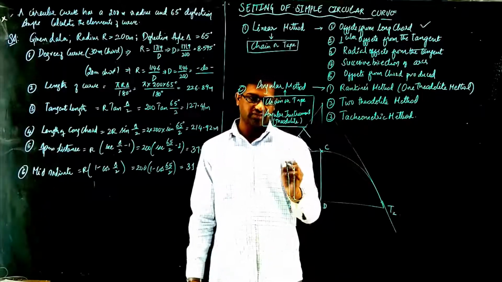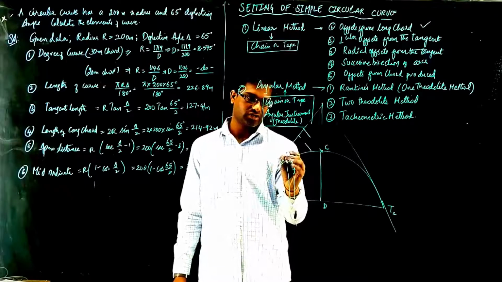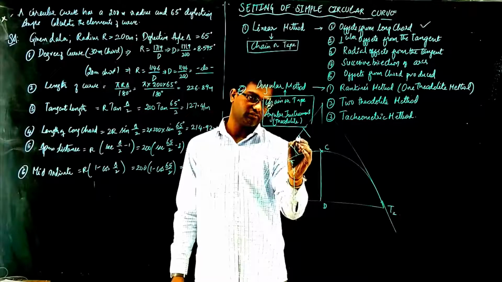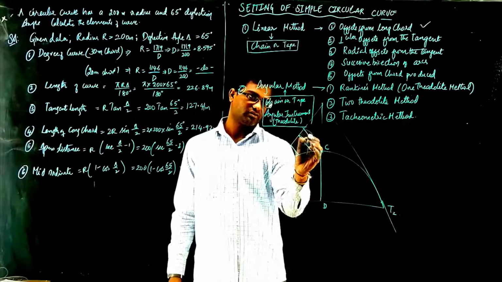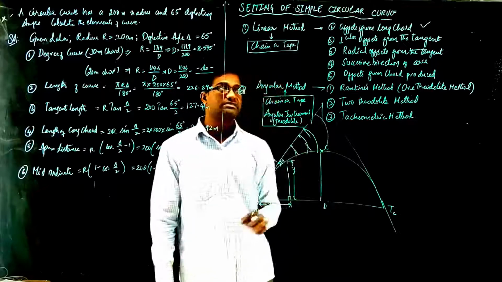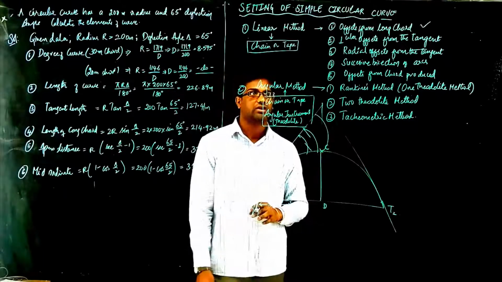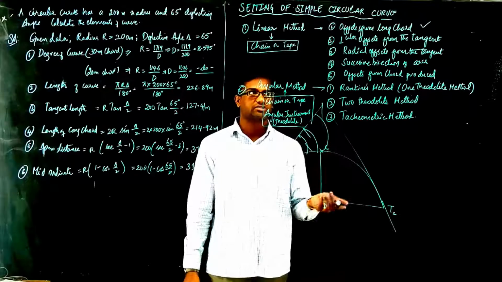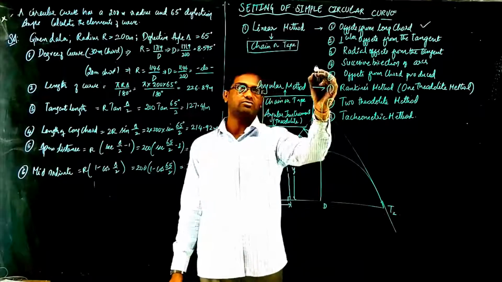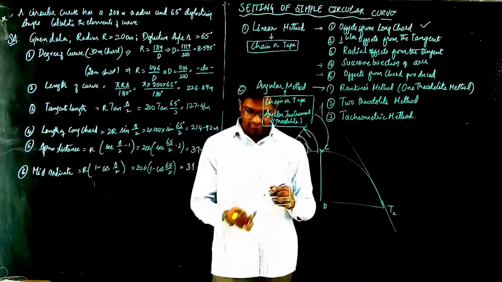Radial offsets from the tangent: if you know this point and you know the curve, you know this x value, and you draw a curve. These are called radial offsets from the tangent. Successive bisection of arcs we will learn. Offsets from long chord produced, both will be discussed in later parts.